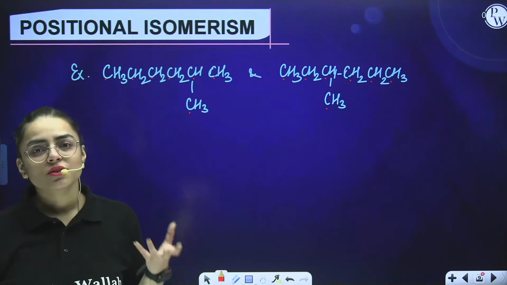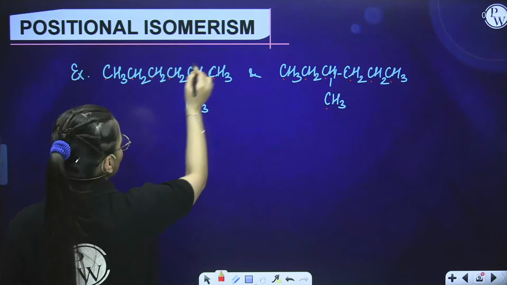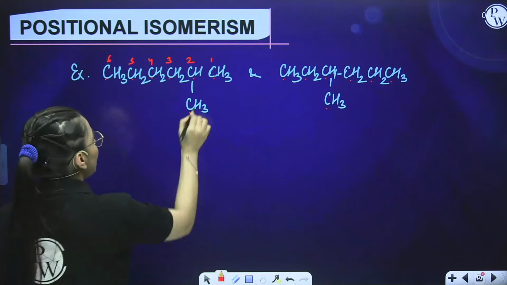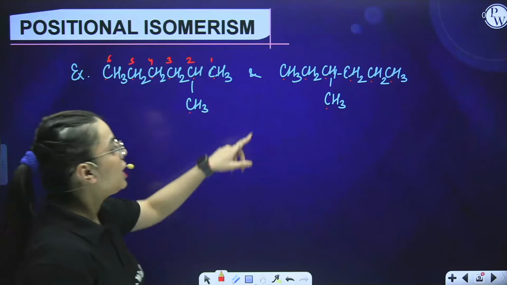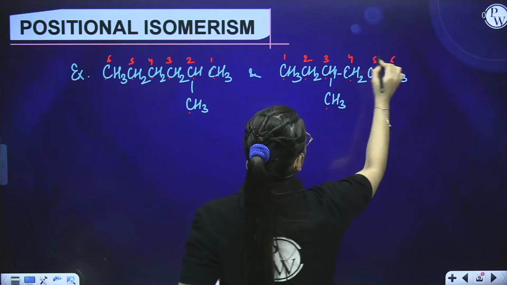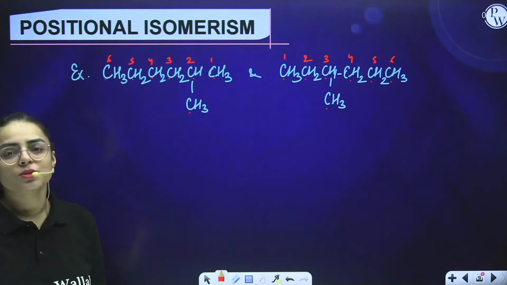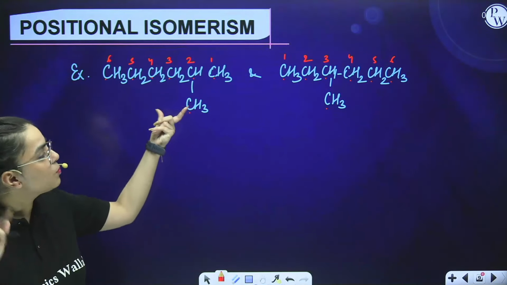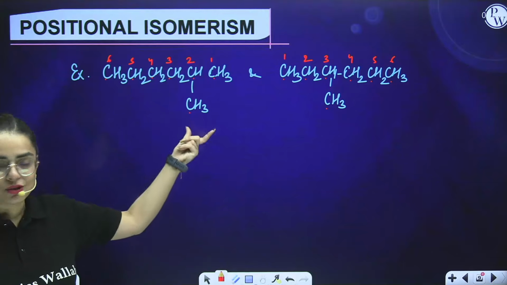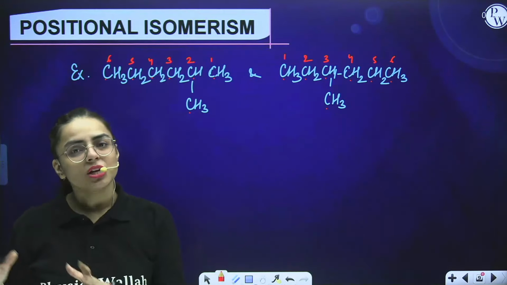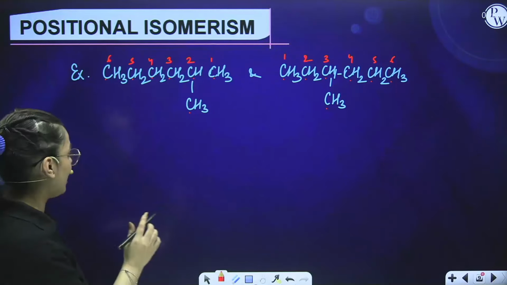Now what is the difference here? If I do the numbering of these carbon atoms, 1, 2, 3, 4, 5, 6, the methyl group is present over the second carbon atom. While if I do the numbering of these carbon atoms, 1, 2, 3, 4, 5, 6, the methyl group is present over the third carbon atom. So here there is a difference in the position of the CH3 group. Here it is present on the second, and in the other case on the third. So they are referred to as positional isomers of each other. Now let us take one last case.